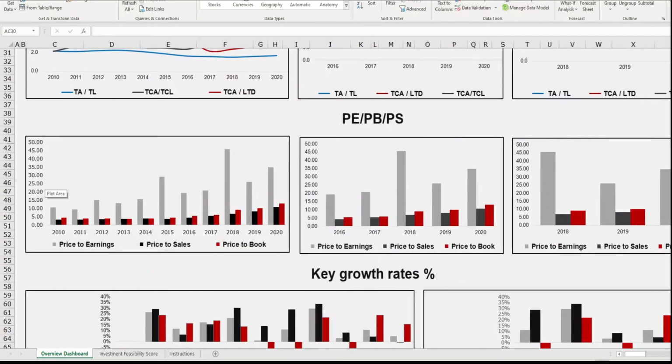And now we look at some of the key ratios. I'm especially interested in PE ratio.